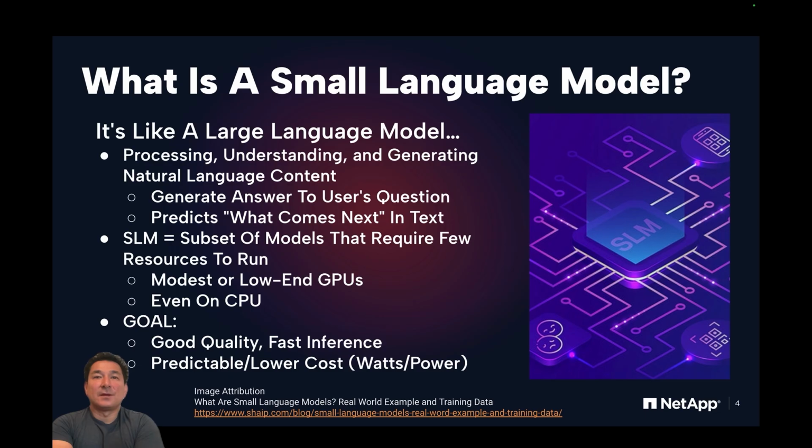Small language models are a subset of models that require fewer resources to run. You can run these small language models on modest or inexpensive GPUs and quite possibly even CPUs. There are a number of CPUs out there that have extensions in order to accelerate floating point calculations specifically designed to run AI models. At the end of the day, the intent of using a small language model is to require fewer resources to run, which also cuts down on infrastructure costs, power, and cooling.